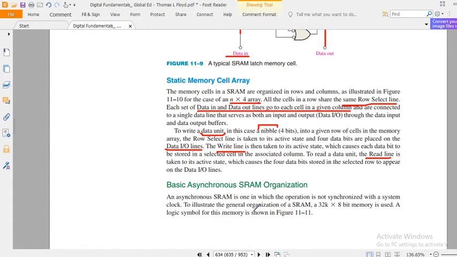To illustrate the general organization of SRAM, take a 32K by 8-bit memory. What is the meaning of this? Each location has 8 bits, so 8 bits can be stored at each memory location. How many locations are there? There are 32K, which you can say is 2 power 5 into 2 power 10, that is 2 power 15. So there are 2 power 15 different memory locations. How many addresses do we need? To address these locations we need 15 address lines.